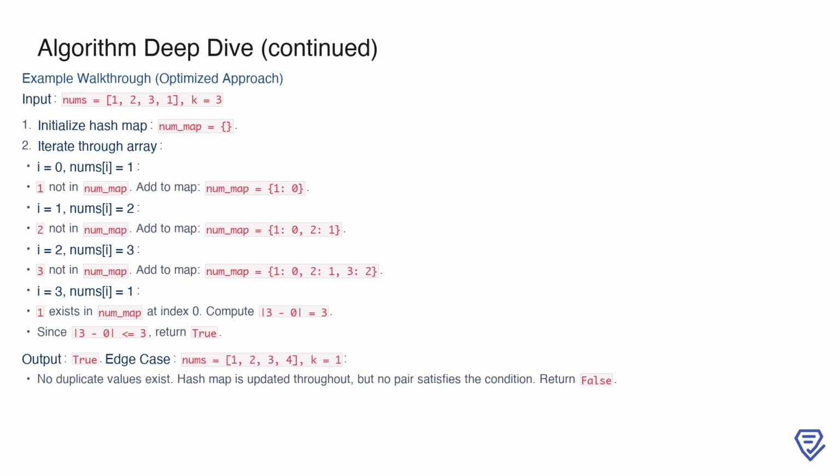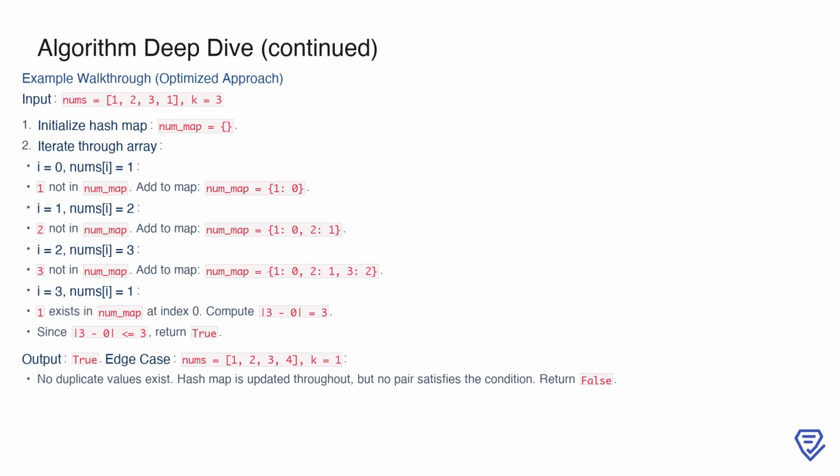At index i = 2, the value is 3, which is not in the hash map, so we add it, number_map = {1: 0, 2: 1, 3: 2}. Finally, at index i = 3, the value is 1, which does exist in the hash map at index 0. We calculate the distance, 3 - 0 = 3. Since this is less than or equal to k, we return true.